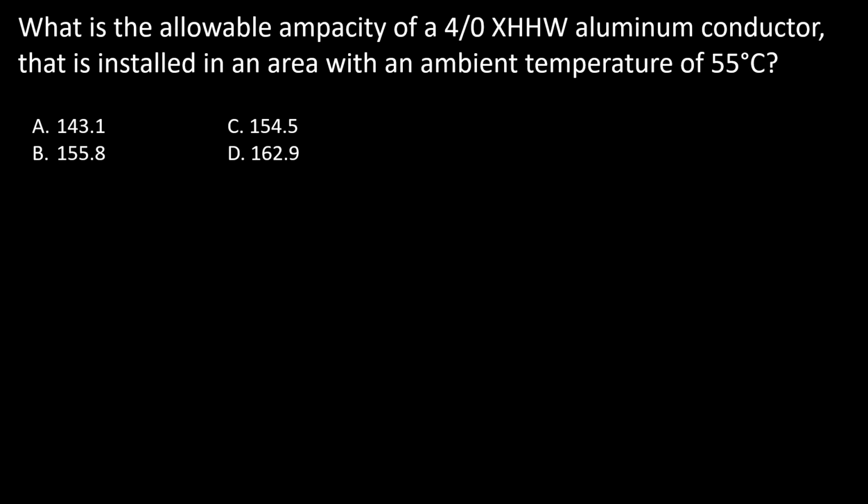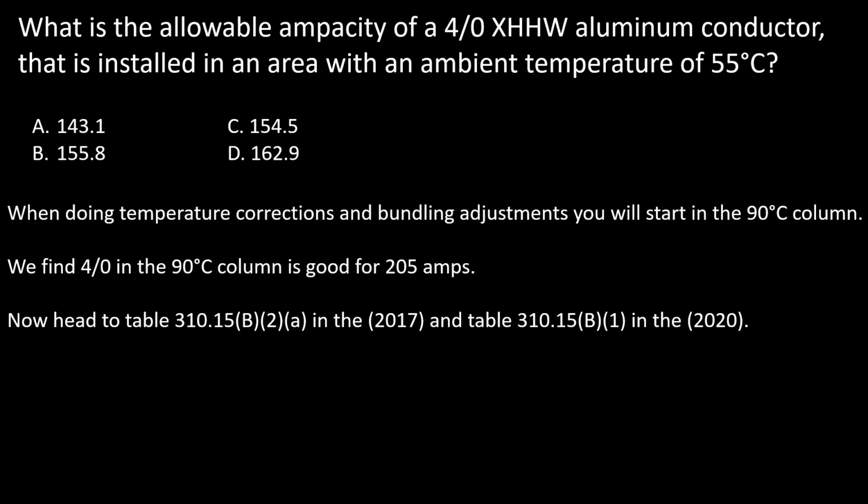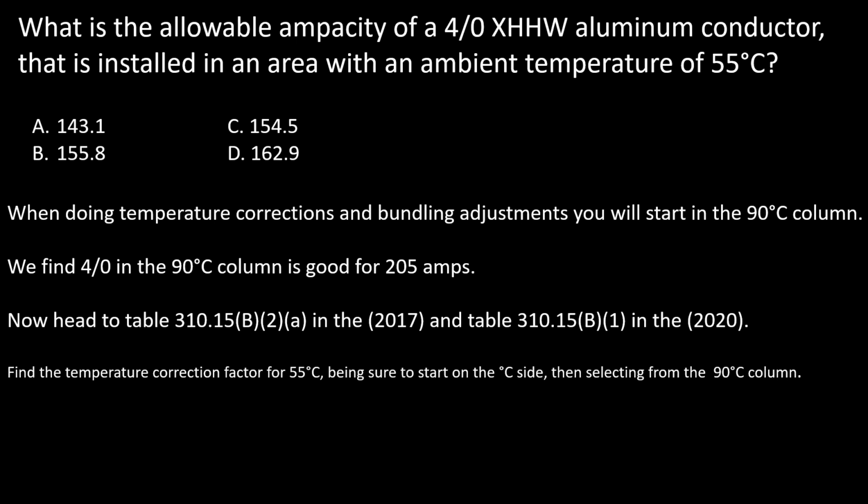What is the allowable ampacity of a 4-aught XHHW aluminum conductor that's installed in an area with an ambient temperature of 55 degrees C? We're going to start in the 90 degrees C column. We're going to find that 4-aught in the 90 degrees C column for aluminum is good for 205 amps. Now we're going to head to our respective tables. We find the temperature correction factor for 55 degrees C, being sure to start on the left-hand side of the table because our ambient temperature is in Celsius.